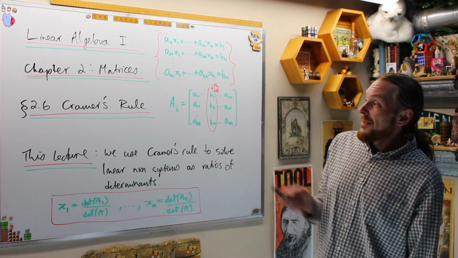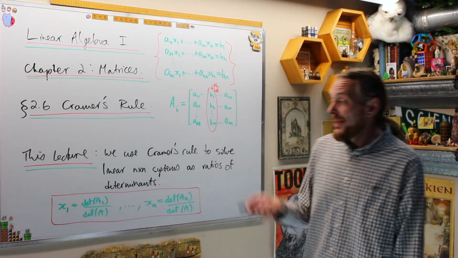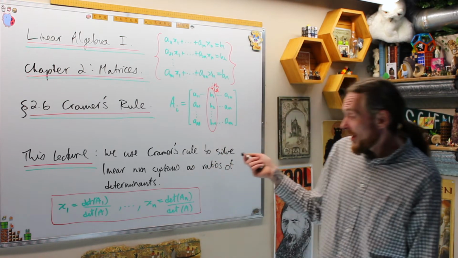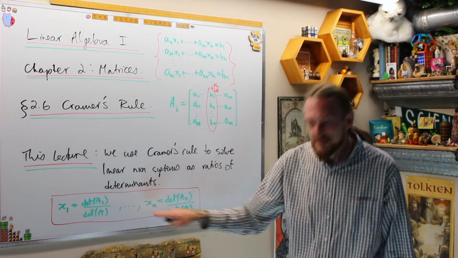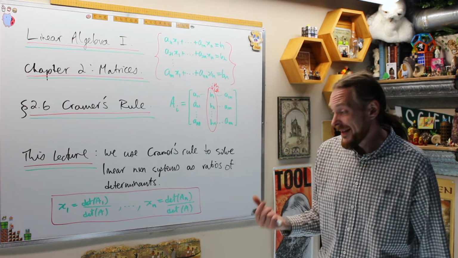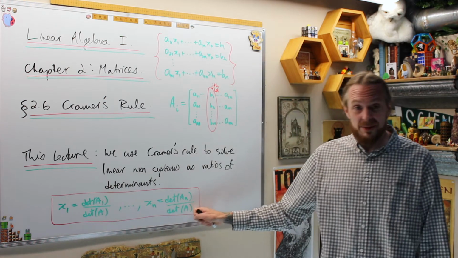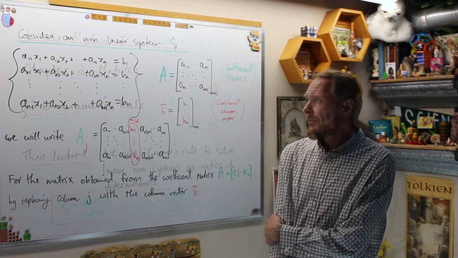Linear Algebra 1. We're doing Chapter 2, which is matrices. Section 2.6 is Cramer's rule. This lecture specifically, what we're going to do is use Cramer's rule to solve n-by-n linear systems as ratios of determinants. But there's a condition: we can't solve any linear system. Gaussian elimination is a more systematic method because this only happens when the determinant of the coefficient matrix is non-zero. Let's get to that.